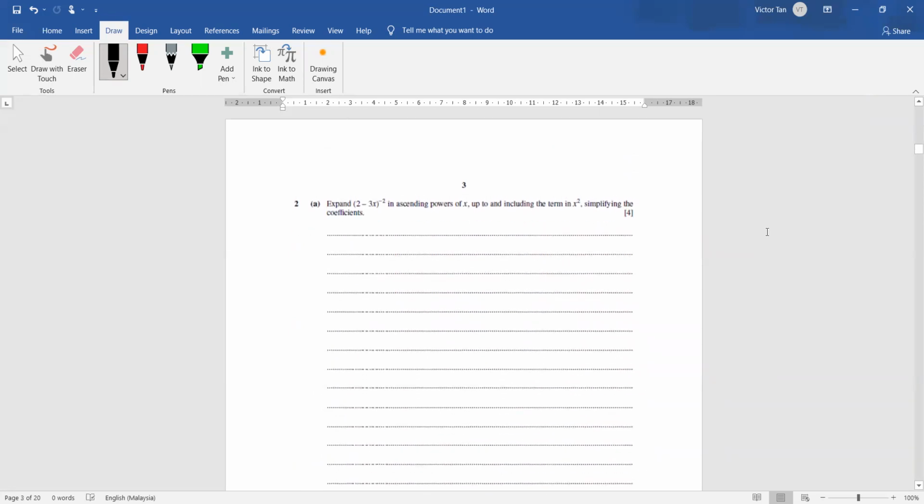Expand (2 minus 3x) to the power minus 2 in ascending powers of x up to and including x squared, simplifying the coefficients. Before I expand this, the 2 must be a 1. So what you need to do is factor out the 2: 2 to the power negative 2 times (1 minus 3 over 2 x) to the power negative 2. 2 to the power negative 2 is 1 over 4.